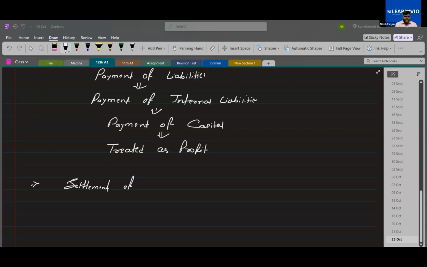Yes. The next topic is settlement of accounts. Now, what is settlement of accounts? First of all, if we are paying someone, or if we are taking a loan from someone, we can take a loan in the firm's capacity or in personal capacity also. So if a partner is taking a personal loan, or if a partner is taking a loan on behalf of the firm, then what do we have to do?